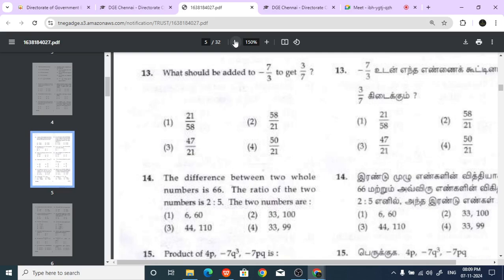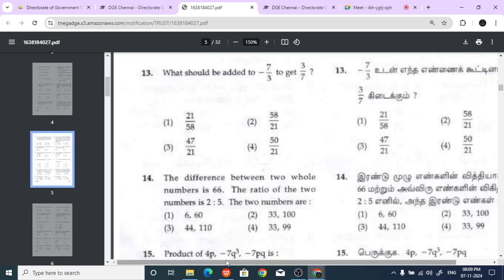That is also out. Option third, 44 and 110, here 66 is coming. And 33, 99, here 66 is coming. But the ratio should be 2 is to 5. 44, 110 or 33, 99, which is 2 is to 5? Option 3, sir. 44 and 110.